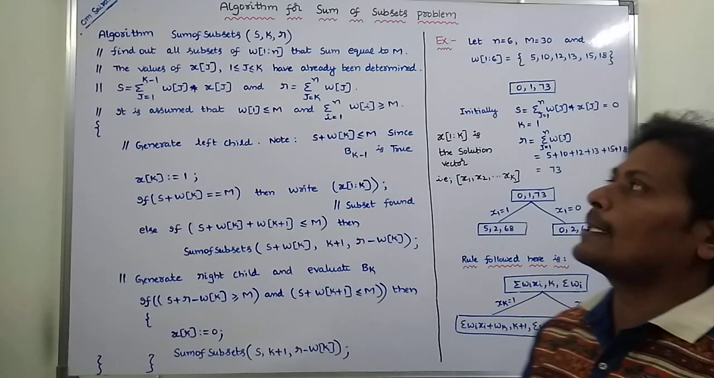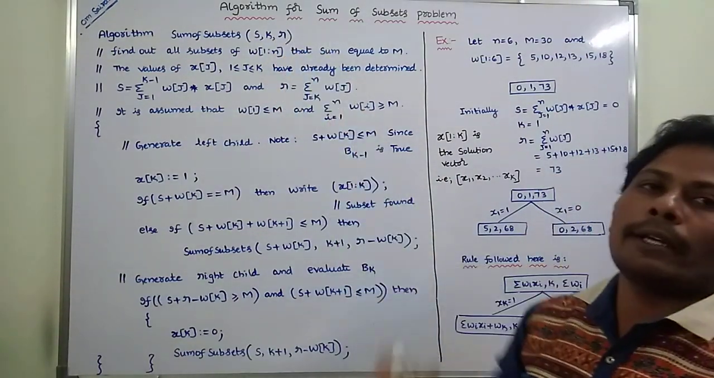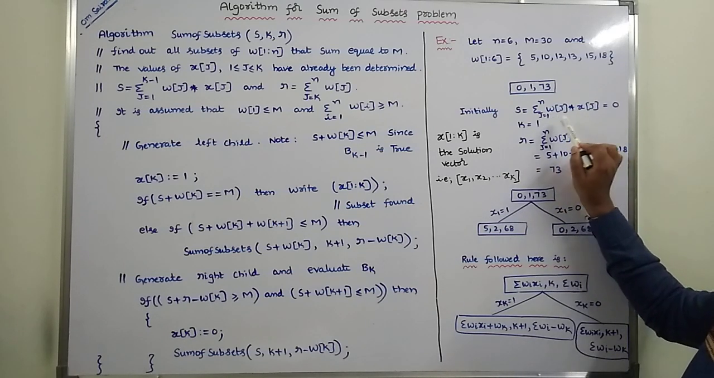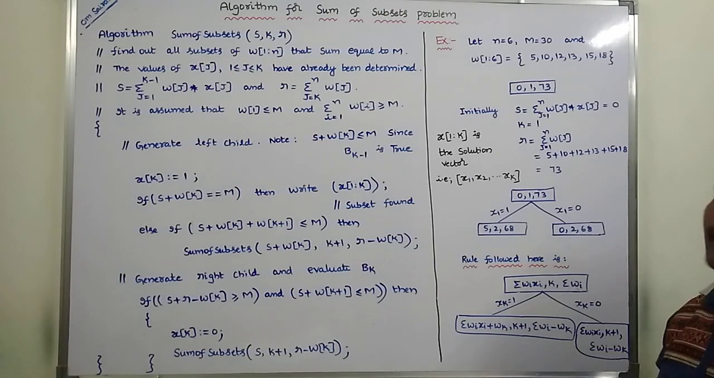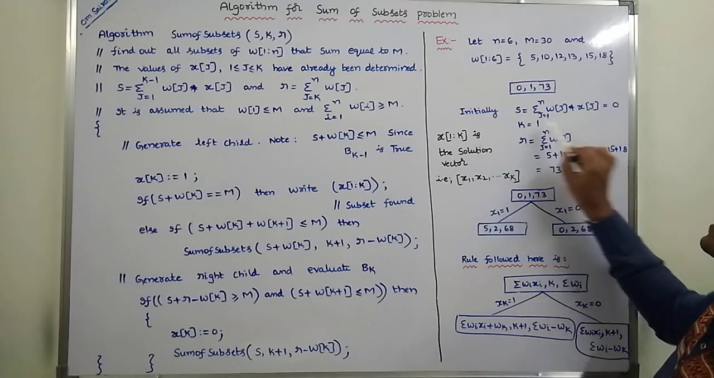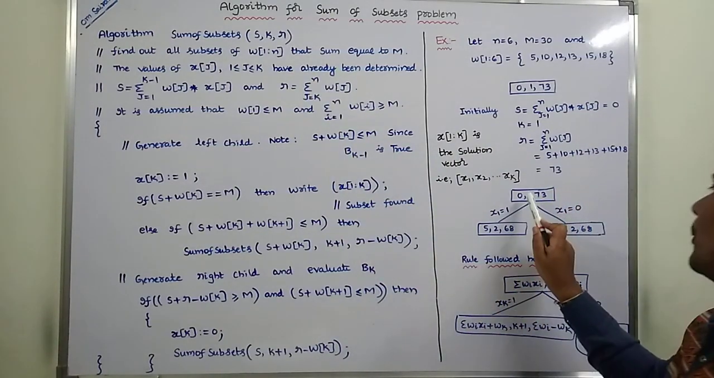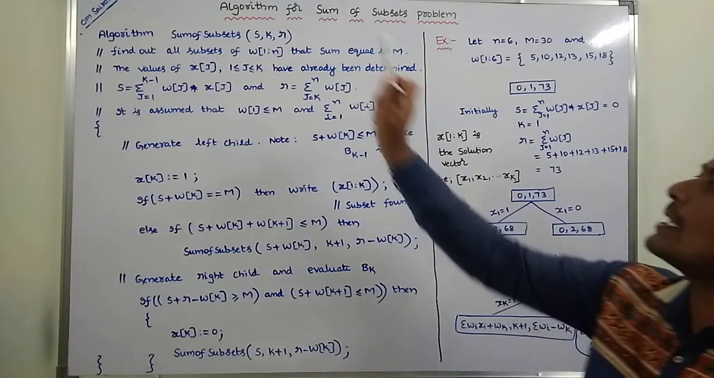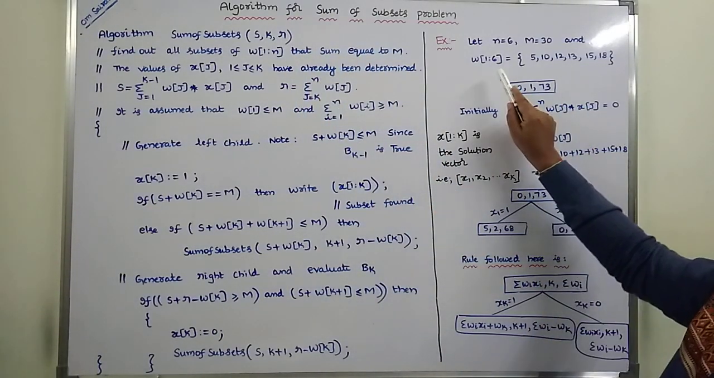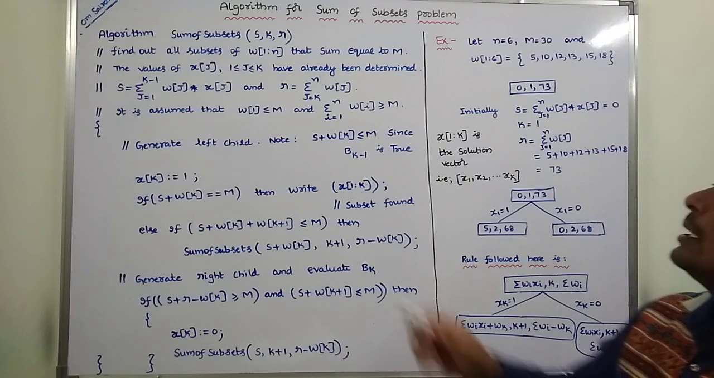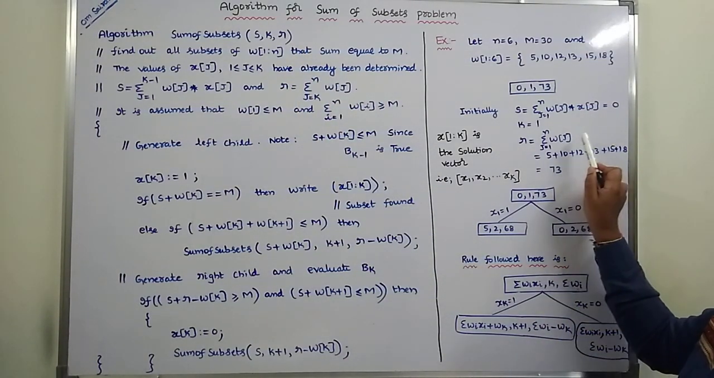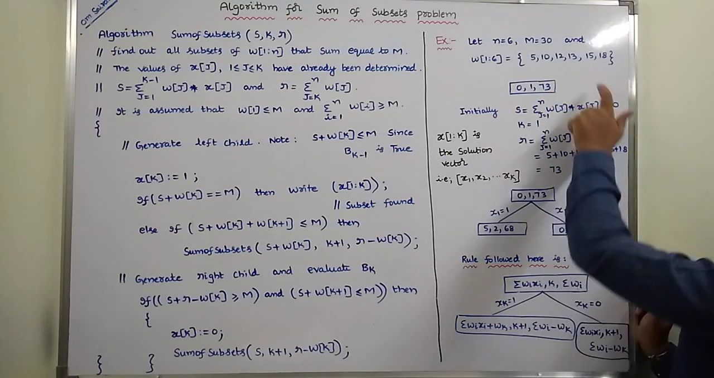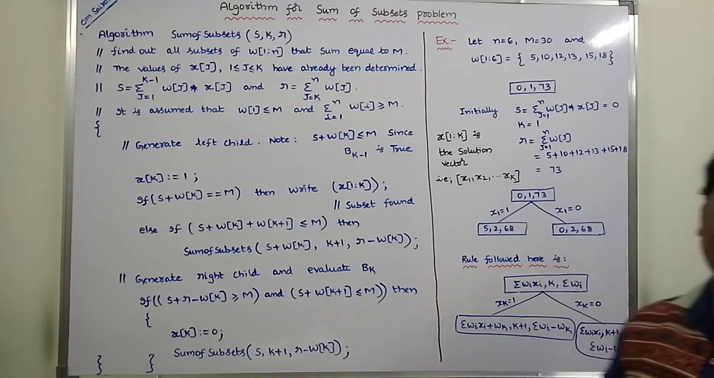Algorithm sum of subsets S comma k comma R. What is the S value? S is nothing but the sum of the products of the weights and their solution vector entries. Initially the S value is equal to 0. K is the index of the weight in the weight vector. Initially k is equal to 1, and it is incremented up to n. Next, R is equal to the sum of the weights in the weight vector, that is 5 plus 10 plus 12 plus 13 plus 15 plus 18, which is equal to 73.